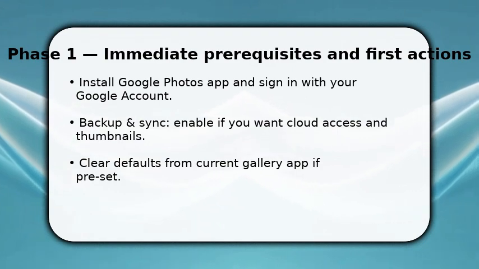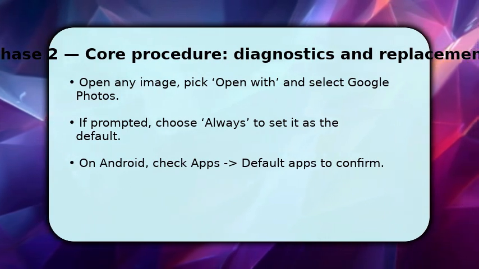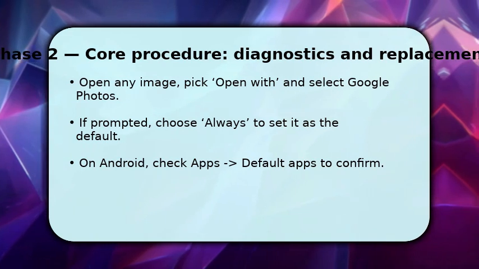Open a JPEG or PNG from Files. When the Open with dialog appears, select Google Photos. Choose Always to commit it as the default gallery app. This saves you repetitive prompts.